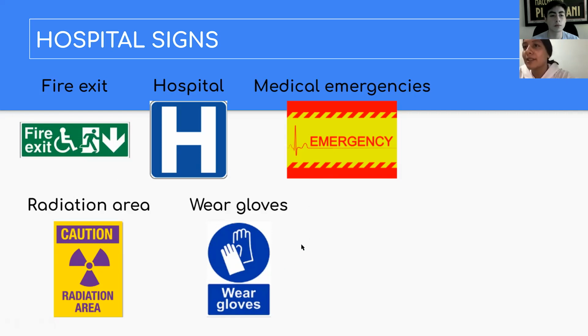The sign of radiation area means caution with a place where there's radiation from some work. And this one only changes the purple color to red or black in some countries like Canada or the United States. Wear gloves means that people must wear gloves when working in that place. And this sign is the same in all countries.